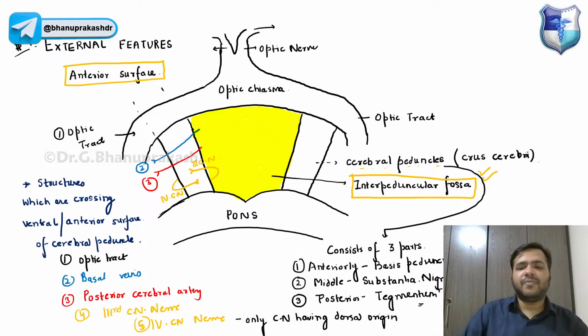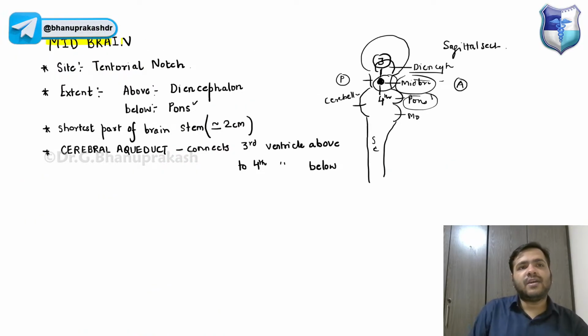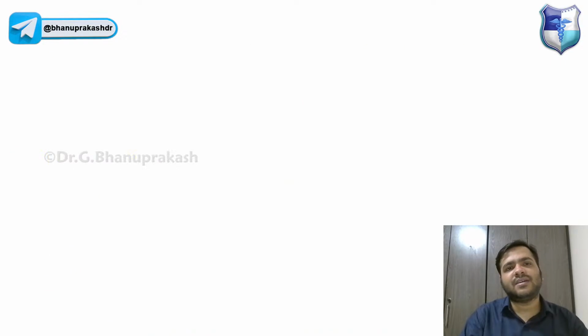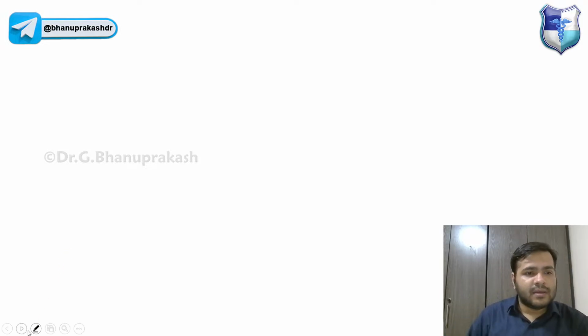So we were discussing this midbrain. We have discussed the site, we have discussed the extent. Now in the external features, we have discussed the anterior surface. Now guys, we will be discussing the posterior surface. We will be focusing on the posterior surface of this midbrain in the external features.